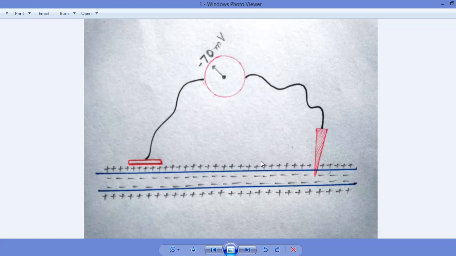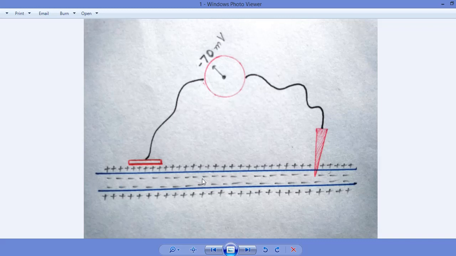Resting membrane potential is the electric potential of a membrane of a neuron when the neuron is in resting state, when the neuron is not passing any signal, when the neuron is not passing any impulse. At that state, the electric potential of the neuron remains minus 70 millivolt, which is called resting membrane potential.